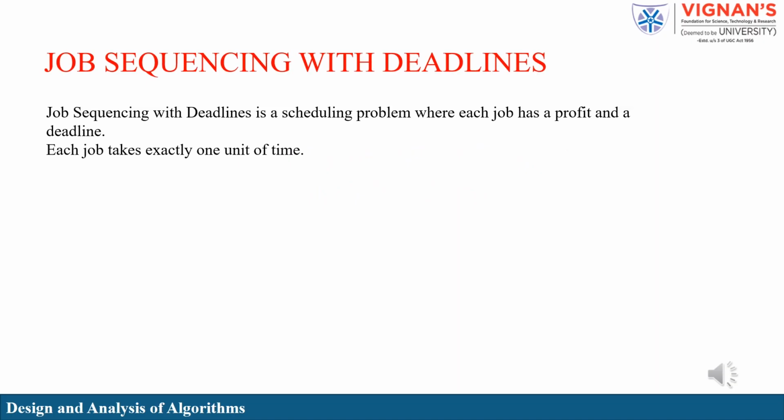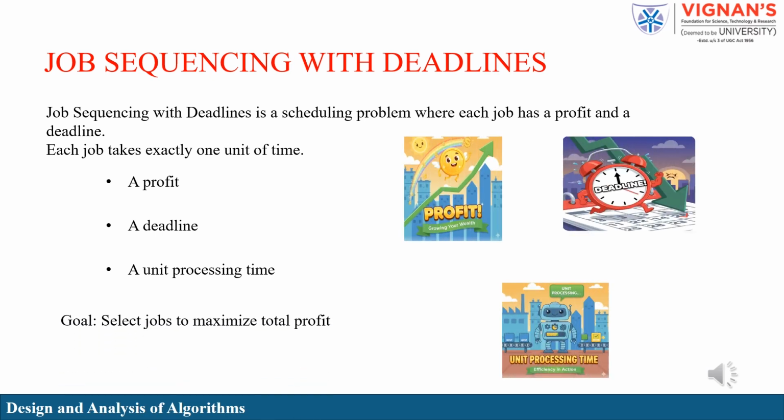You have a set of jobs. Each job takes exactly 1 unit of time. Each job has a deadline and a profit. You must schedule jobs on one machine. You earn the profit only if the job finishes on or before its deadline. The goal is to pick and arrange jobs to get maximum total profit.